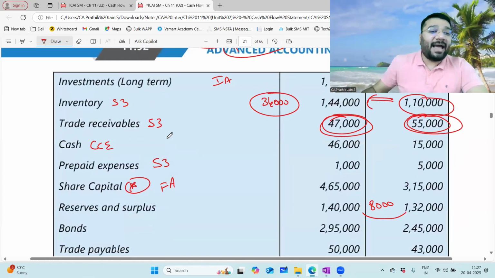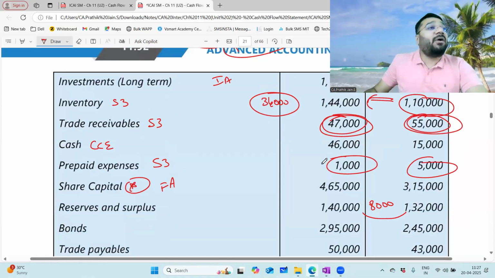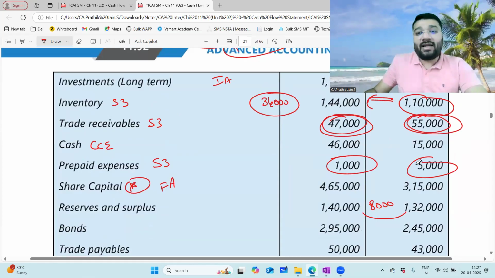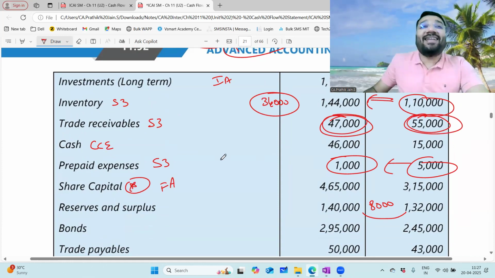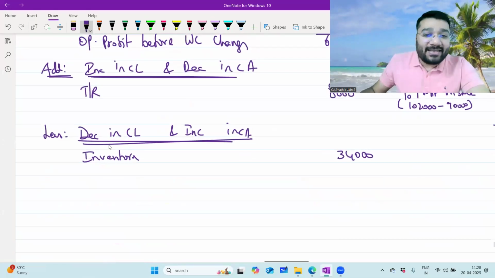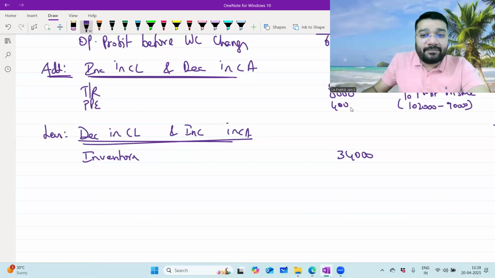Now, inventory done, trade receivable done, cash and cash equivalent, leave it. Prepaid expenses from 5,000 it became 1,000. Increase or decrease? I heard increase, decrease, sorry. Now increase or decrease in current asset: 4,000. Decrease in current asset 4,000. Prepaid expenses, how much? 4,000 add back.